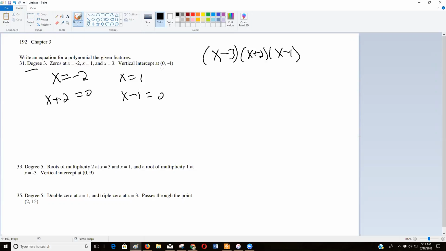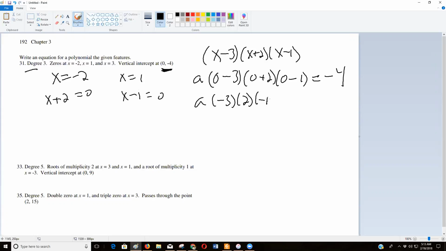And they're telling us that the y-intercept, or the vertical intercept, is -4. Is it 0, -4? If I substitute in 0 for x, do I get -4? 0 minus 3 times 0 plus 2 times 0 minus 1, it's not looking like I'm going to. So that tells me there's some stretch factor that we have to account for. So a times -3 times 2 times -1 has to equal -4.